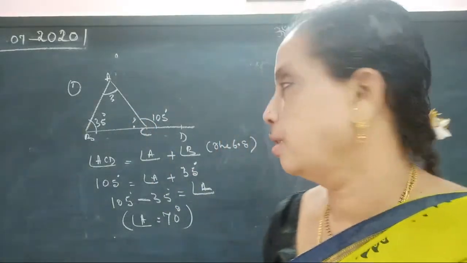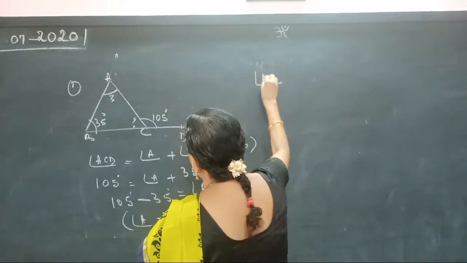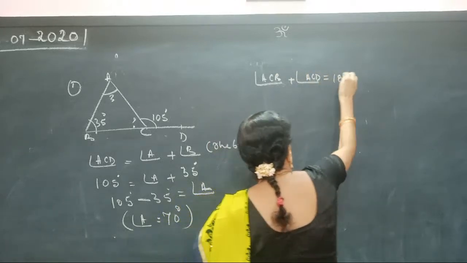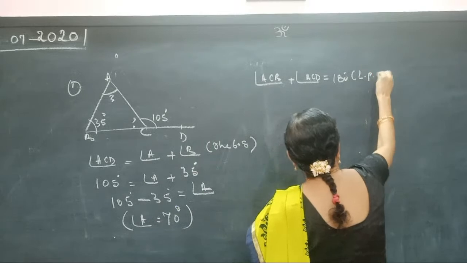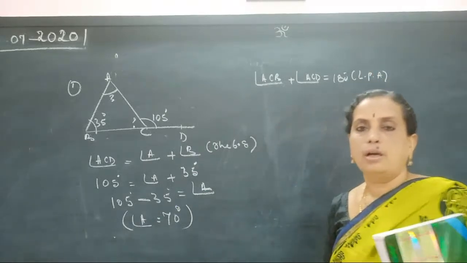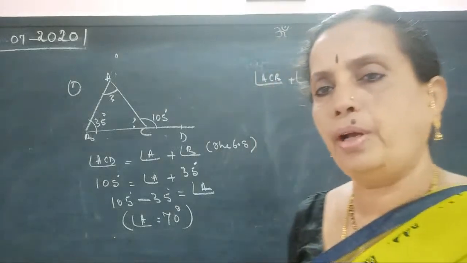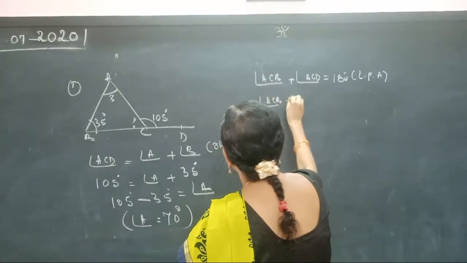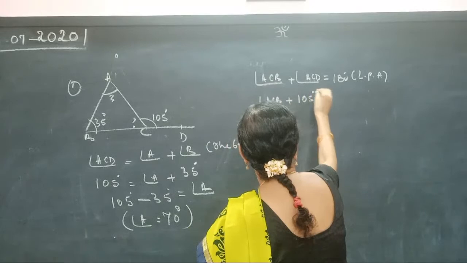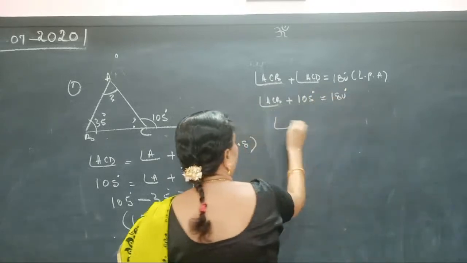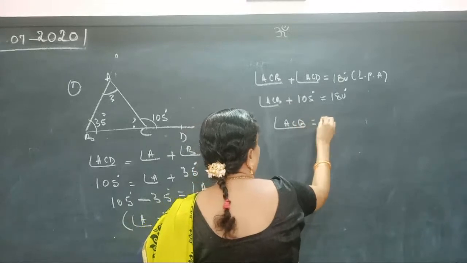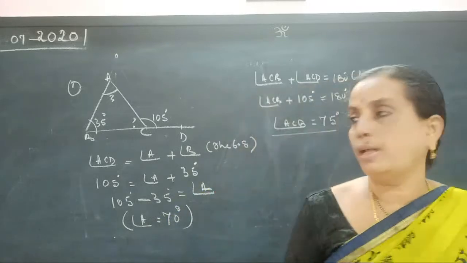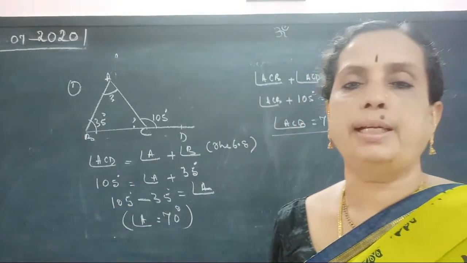Now, C can be found using either linear pair or angle sum property. It's left to your choice. You can write angle ACB plus angle ACD equals 180 degree, linear pair angle. This is one way of finding, or making use of angle sum property also you can calculate. ACB we have to find out. Angle ACD is 105 degree. Therefore, angle ACB equals 75 degree.